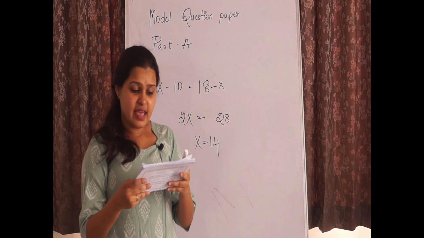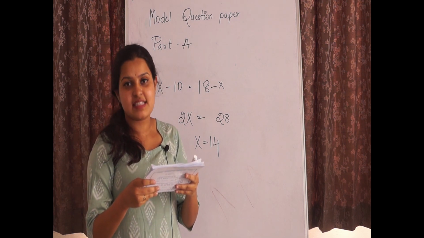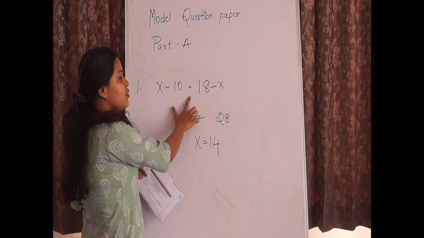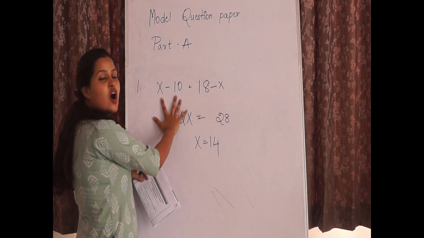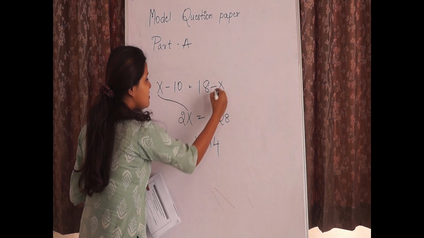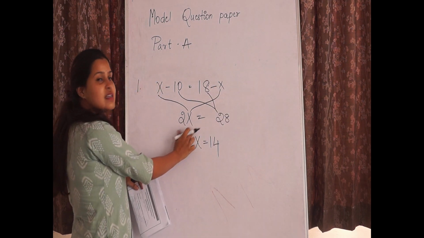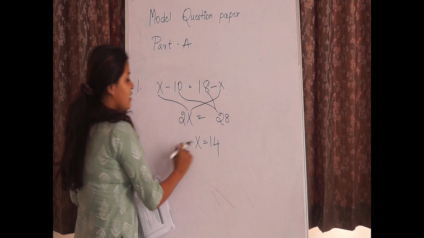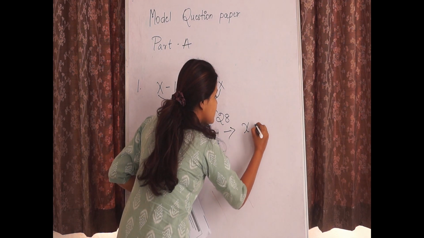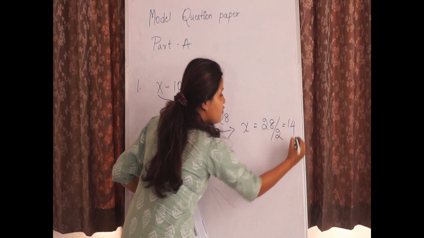If 10, x, 18 are in arithmetic progression, then the value of x is? x minus 10 is equal to 18 minus x, that is, common difference is equal to common difference. Now let's add both the x and both the values, that is 2x is equal to 28. Then x will be 14, that is x is equal to 28 by 2, which is 14.